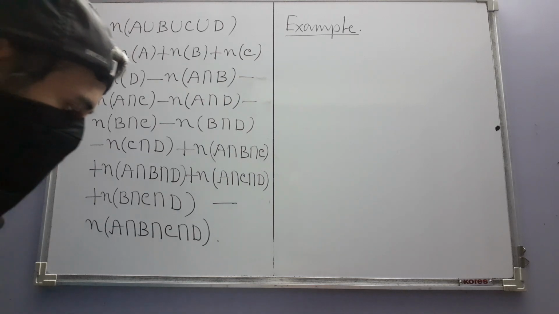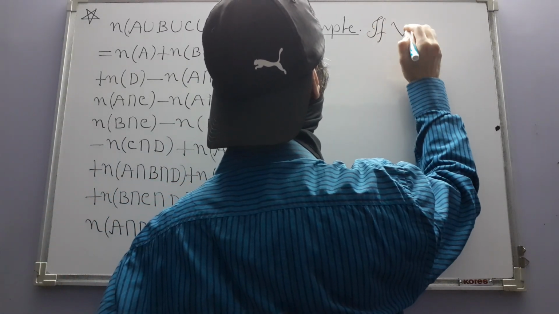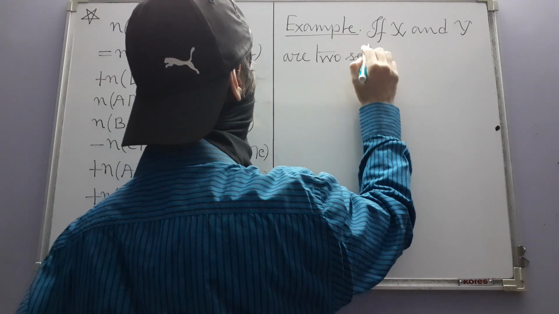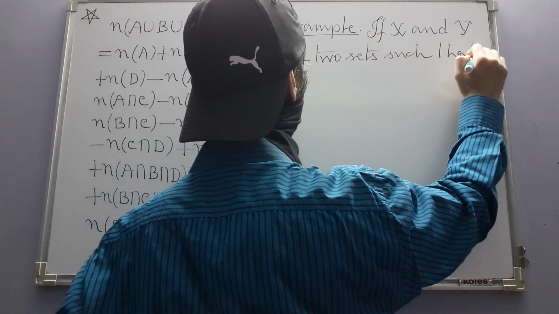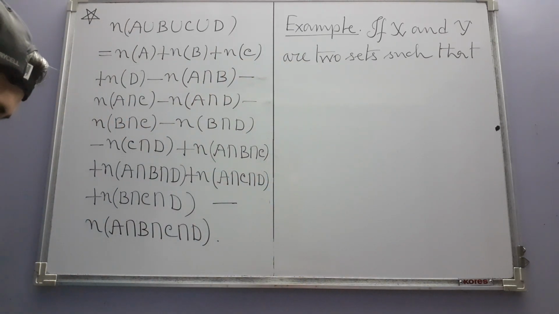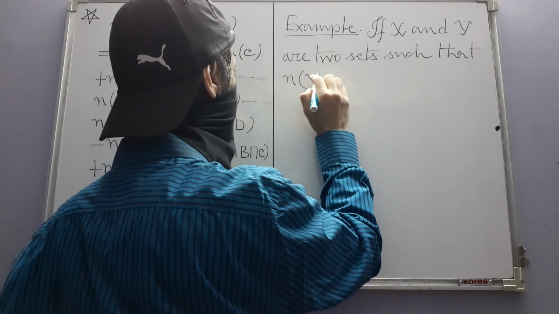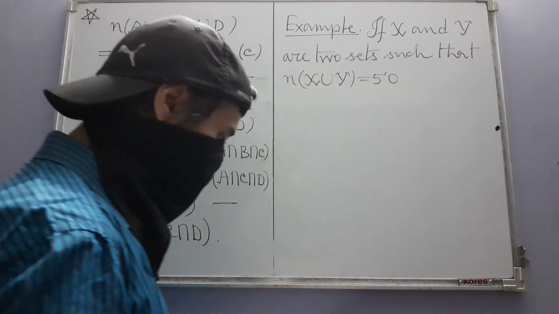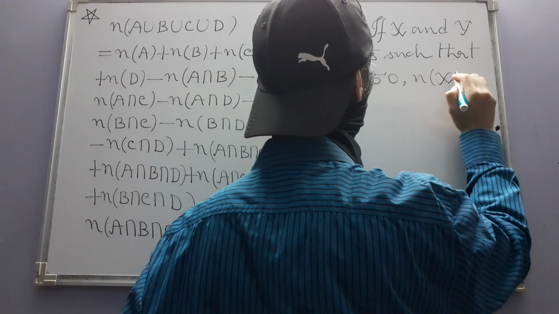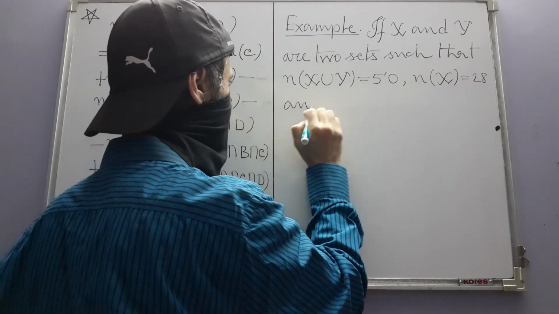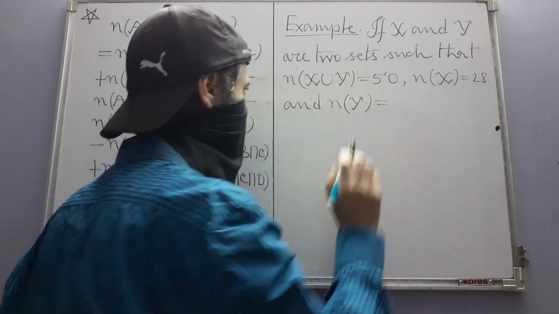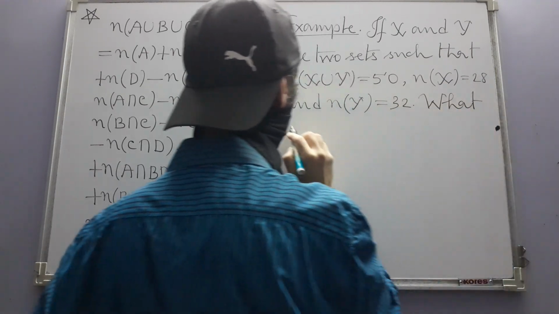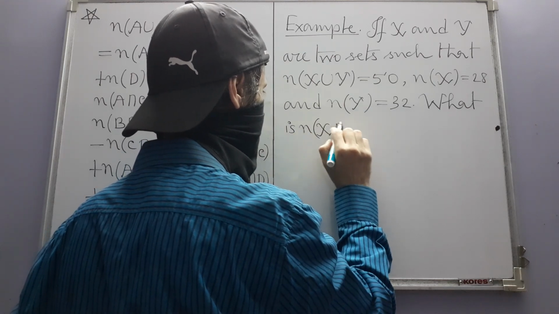Here we have two sets. If X and Y are two sets such that the number of elements in X union Y is 50, the number of elements in X is 28 and the number of elements in Y is 32, what is the number of elements in X intersection Y?